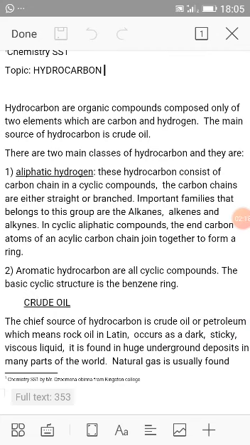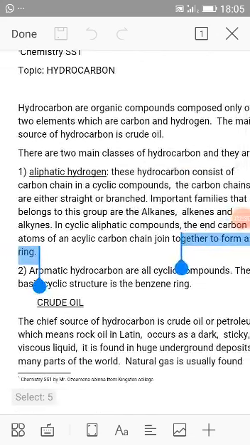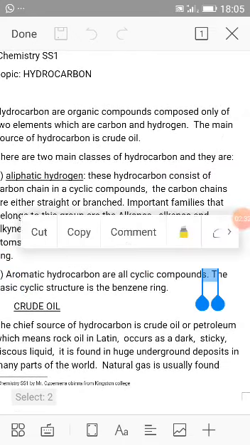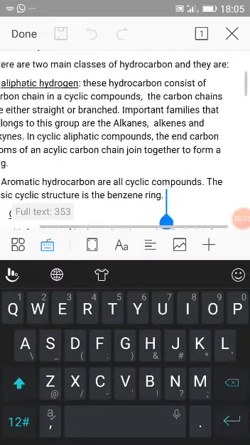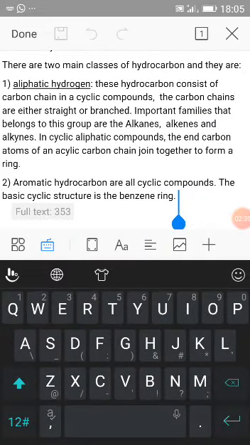Now, under the cyclic aliphatic compound, we just have one of them, which we call cycloalkanes. Alkanes that appear in ring form. Now we go to the acyclic compounds. Acyclic compounds are compounds that appear in a straight or a branch. They are carbon chains that are either straight or branched.